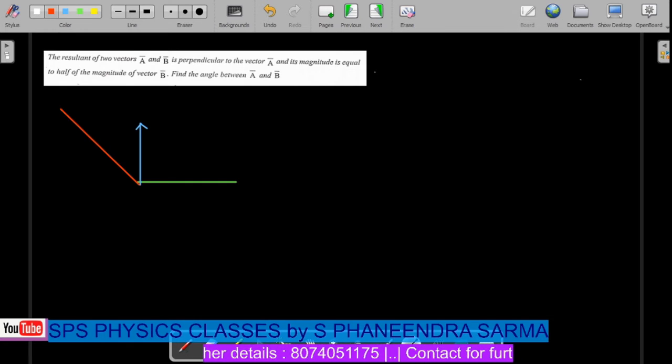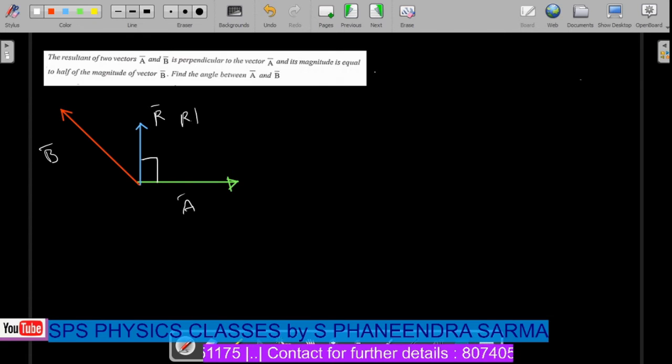Now, in this particular case, the first vector is given by a bar here, and this is b bar, this is r bar. Now this resultant vector is perpendicular to a bar and the resultant vector magnitude is given by b by 2. We need to find out the angle between the vectors here. Theta is equal to how many degrees?